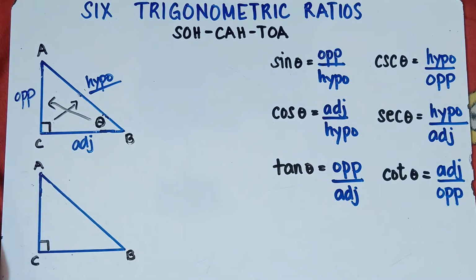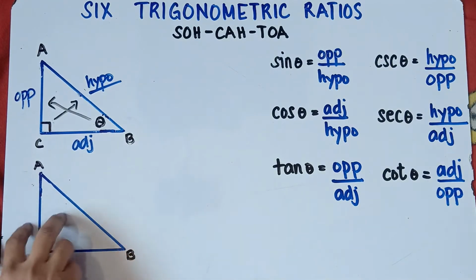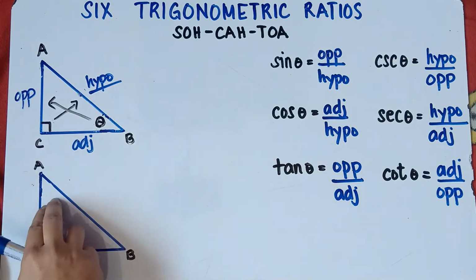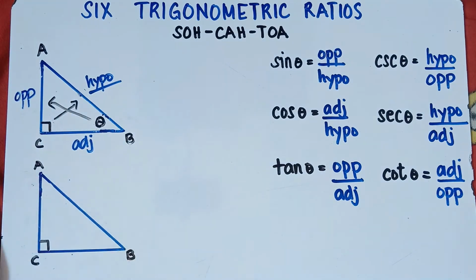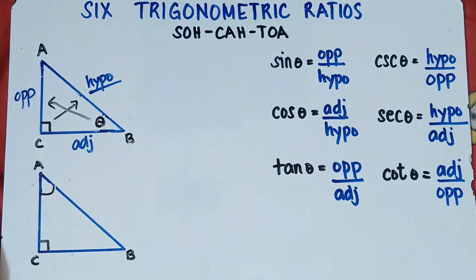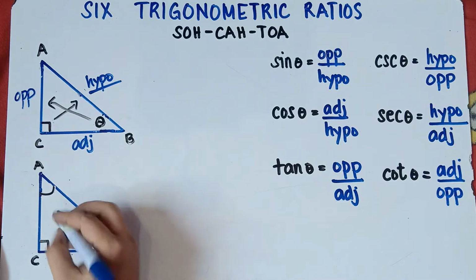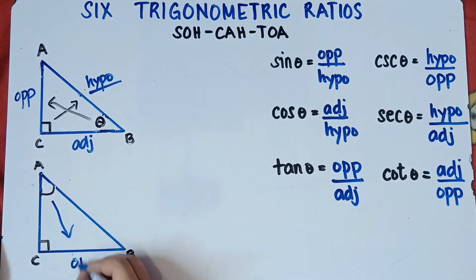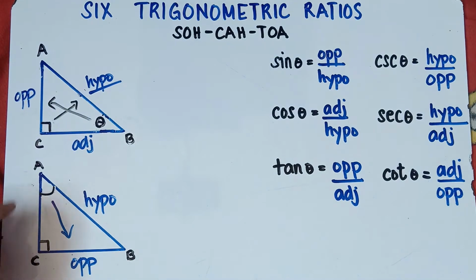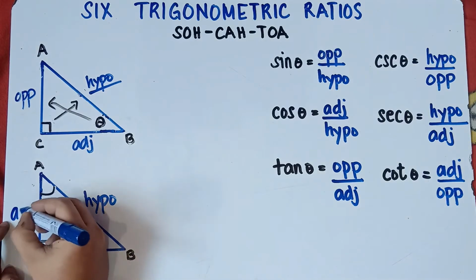So what if your reference angle is this one? I have here another triangle for you to really compare what will happen if your reference angle is angle A. What would be the opposite side? That's correct. Opposite of this angle A is what we call the opposite. And the hypotenuse, class, is always the longest side. So this is the hypotenuse. And right next to this angle, this will be the adjacent.